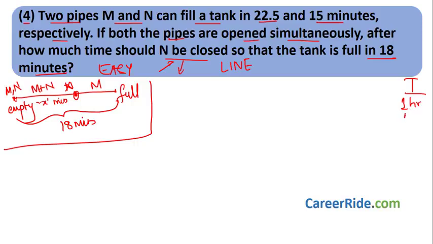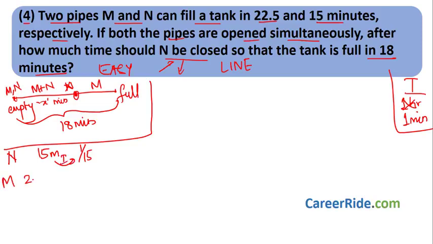So instead of hour we will have 1 minute work done. That is the amount of work done by the pipe or a tap in 1 minute. What have they given? Pipe N fills the tank in 15 minutes, correct? So in 1 minute how much tank would be filled by pipe N? 1 by 15. Why? We just invert.